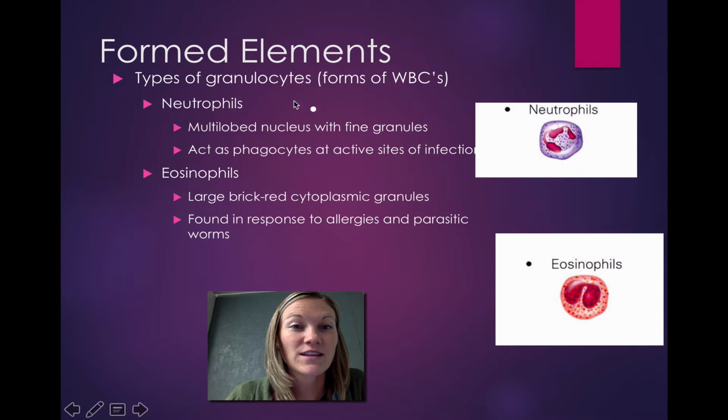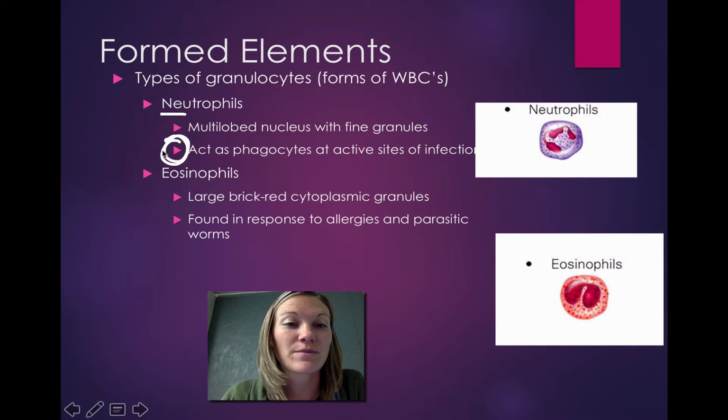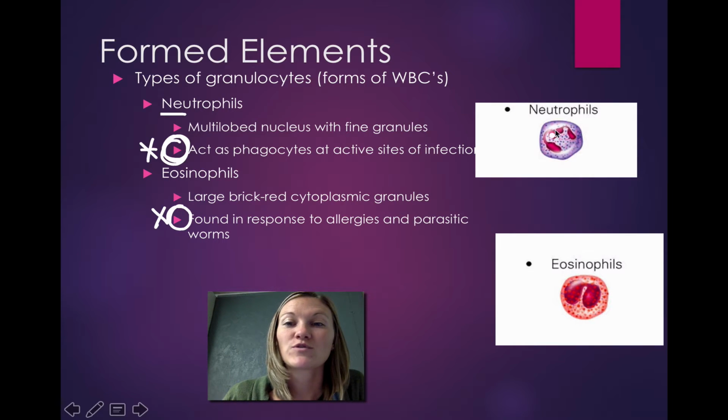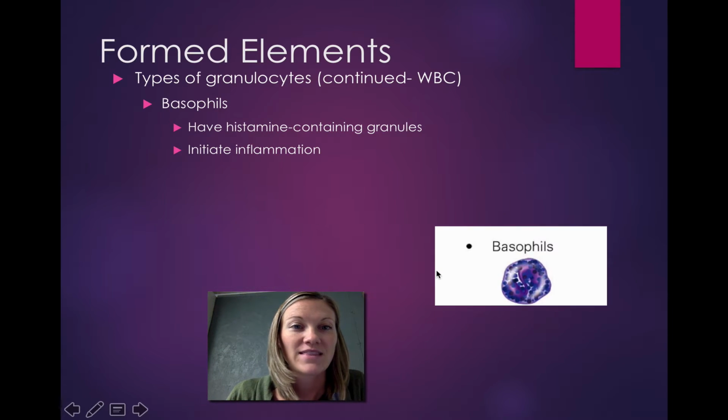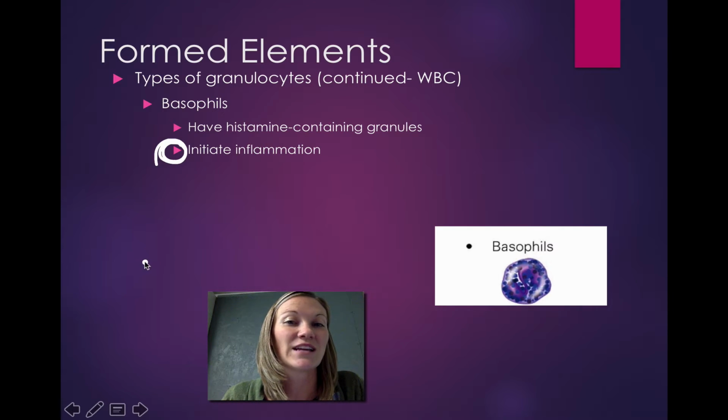Okay, so the granulocytes are made up of three. The first ones are the neutrophils. They have a multi-lobed nucleus, and I would say the most important thing to remember is that they act as phagocytes at active sites of infection. The eosinophils are also really important. They are found in response to allergies and parasitic worms. So the neutrophils are phagocytes, and the eosinophils are in response to allergies and parasitic worms. Then we have the basophils. Basophils have histamine-containing granules, so they're the ones that initiate inflammation.